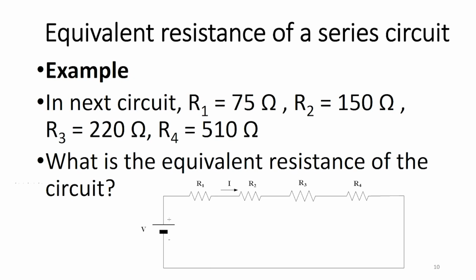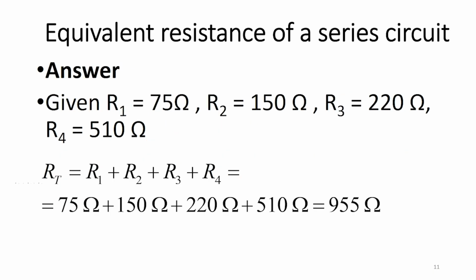Now we'll do an example. In the next circuit, R1 equals 75 ohms, R2 equals 150 ohms, R3 equals 220 ohms, and R4 equals 510 ohms. What is the equivalent resistance of the circuit? Answer. Given all the data, R1 equals 75 ohms, R2 equals 150 ohms, R3 equals 220 ohms, and R4 equals 510 ohms, then RT equals the sum of R1 plus R2 plus R3 plus R4. Substituting the values gives that RT equals 955 ohms.